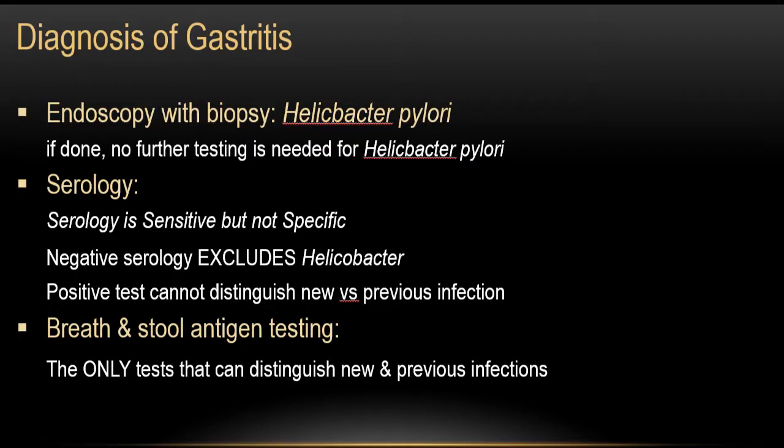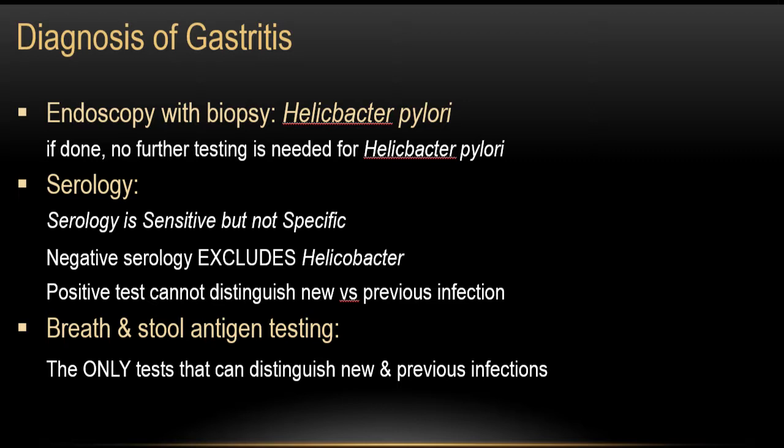How to diagnose gastritis? Endoscopy with biopsy. Again, you need to do endoscopy. You need to see yourself. And if you see gastritis, no further testing is needed. Serology for H. pylori. Serology, well, it's sensitive but not specific. And negative serology will exclude H. pylori, but positive serology will not be very specific.